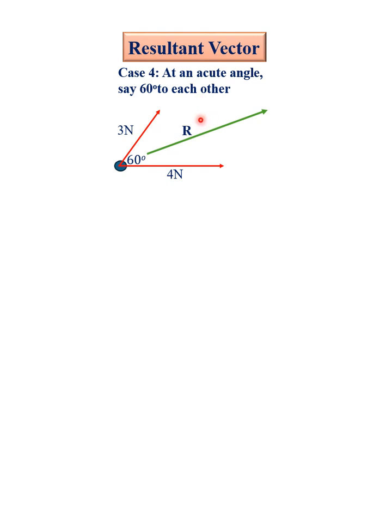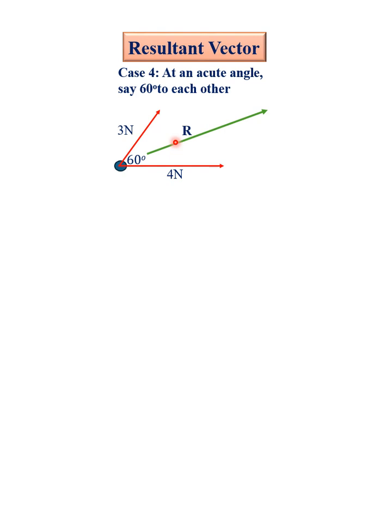Hi guys, let us consider case 4 of resultant vectors. In our previous videos, we've considered case 1 when two vectors are acting in the same direction, case 2 when the two vectors are acting in opposite direction, case 3 when the two vectors are acting at right angle to each other, and case 4 is what we are considering in this video when the two vectors are acting at an acute angle, say 60 degrees to each other.